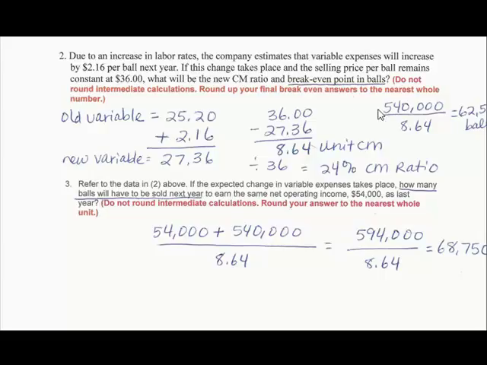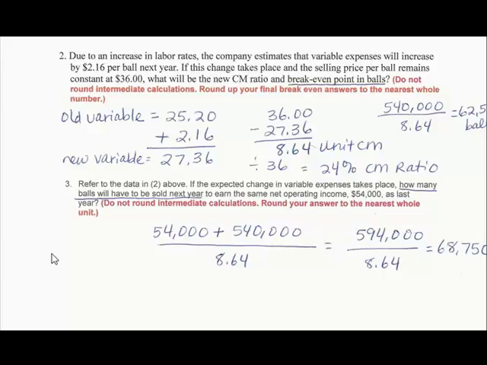And then to calculate the new break-even point in balls, which of course would be in units, I'm going to take my fixed expenses, those haven't changed, and divide by my unit CM. And my answer, it got cut off a bit here, but it's 62,500 balls that I need to sell now in order to break even.